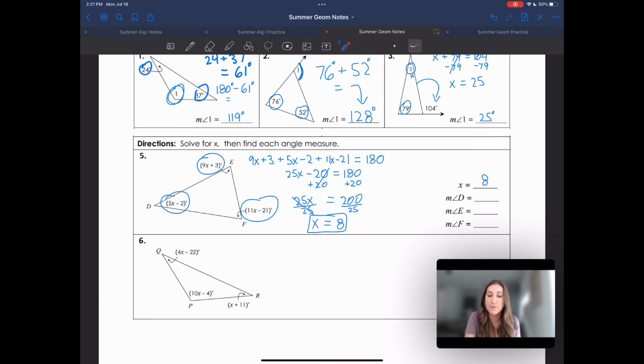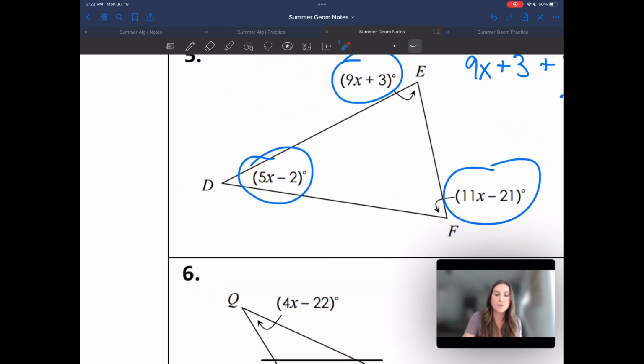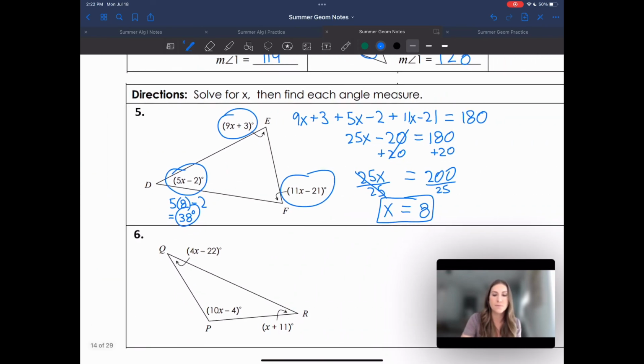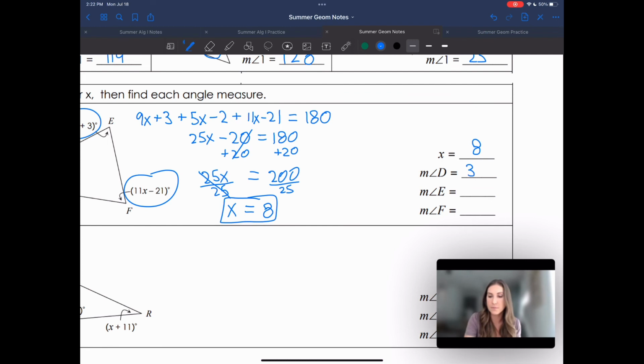So for instance, if I want to find the measure of angle D, let's do that one first. I'm going to zoom in here. Angle D is right here. I'm going to take my 8 that I just got for x and plug it in right here. So I'm basically going to do 5 times 8 minus 2. Okay, so what's that going to give me? 5 times 8, that gives us 40 minus 2. We get 38 degrees for angle D. And it's that simple, 38 degrees. Okay, see if you can do the rest of them.